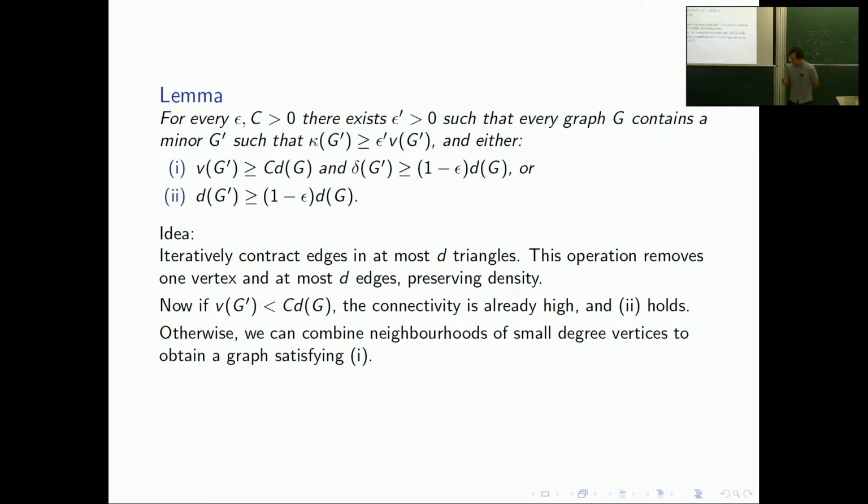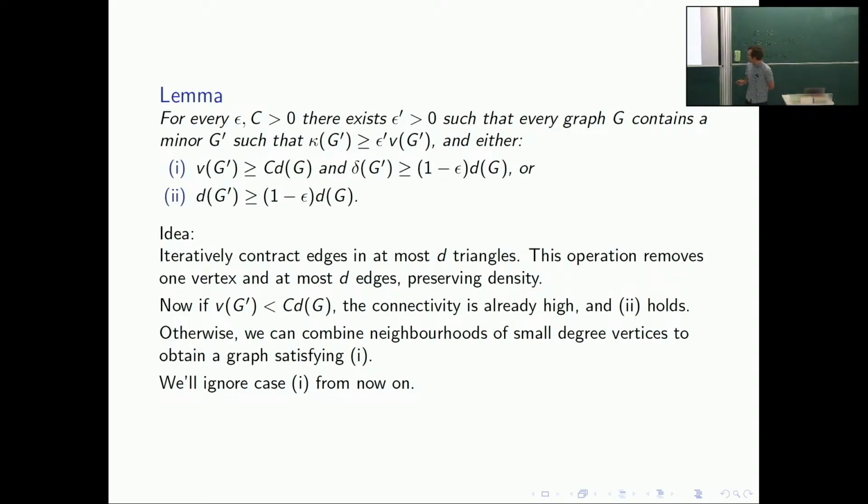Now, because the minimum degree of this graph is so high, if the number of vertices is small at this point, then the connectivity is already high, and we don't need to do any more. That's all we needed. But in the second case, where the number of vertices is now too big for this argument to work, we will have to instead combine some neighborhoods of small degree vertices, and we can combine them together so that they, instead of satisfying this condition 2, will instead satisfy condition 1. But don't worry about that, because we'll just ignore that from now on.